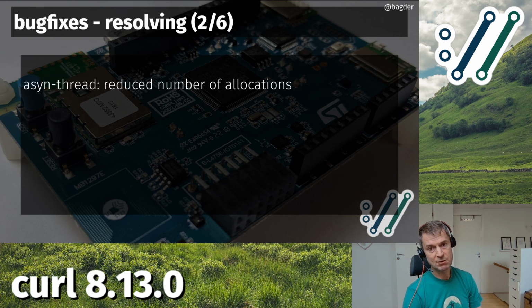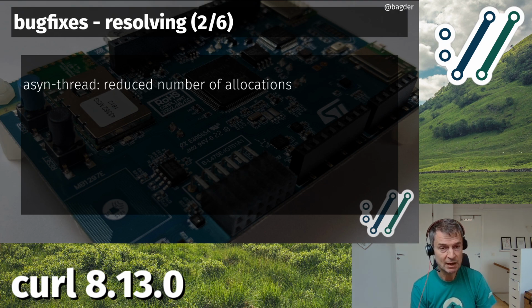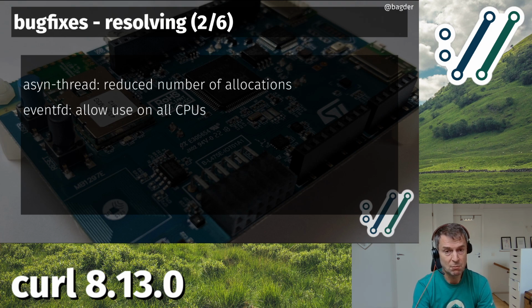So we fixed things in the resolving department. We have reduced the number of allocations per name resolve in the threaded resolver. I think I removed 3 or 4 different ones. So the number of allocations per name resolve is now drastically reduced. Basically, they were superfluous, so we didn't need them. Just cleaning up, tidying up how to do things.